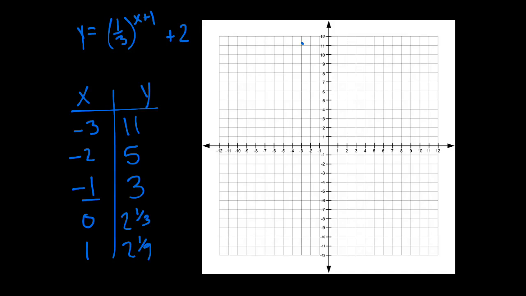So -3, 11, -2, 5, -1, 3, 0, a little bit more than 2, and 1, really just a little bit more than 2. And so decreasing, hits those points, goes out to the right, but will never actually get less than 2. Okay, so there's exponential decay.